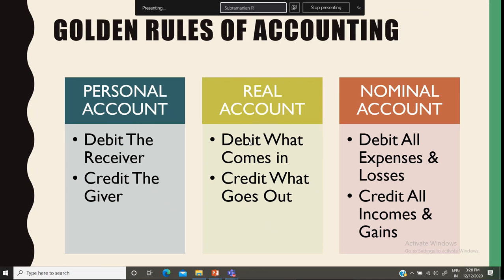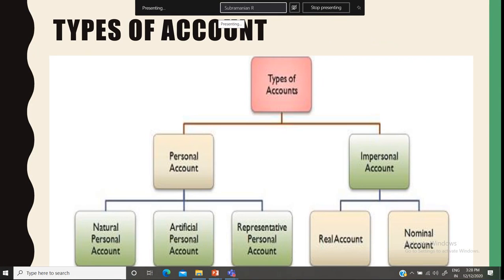For recording transactions in the journal, only if you know these golden rules of accounting will you be able to do it. Whenever you are given any transaction, first you have to identify whether it comes under a personal, real, or nominal account, and then which account has to be debited and which account has to be credited. You must know those things, then only can you record your transactions in the journal properly.